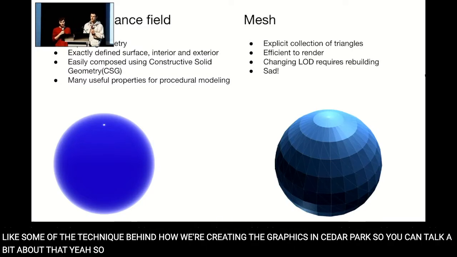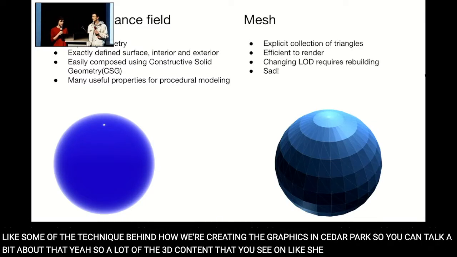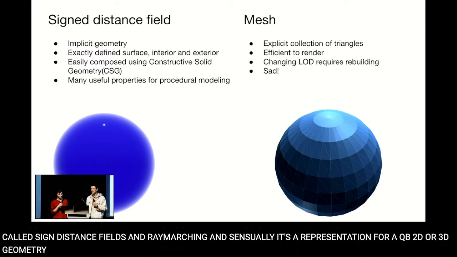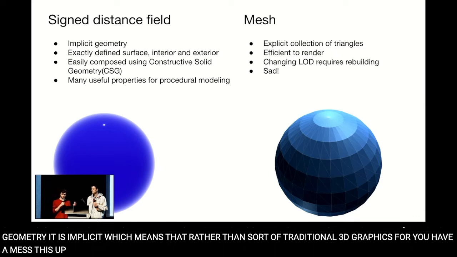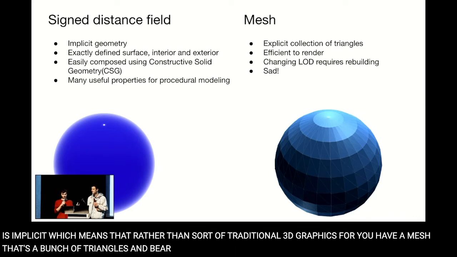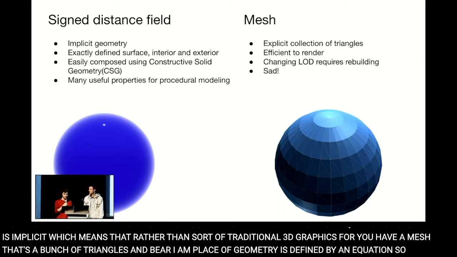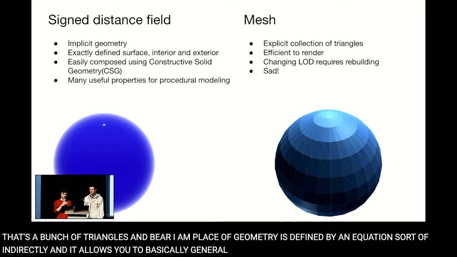Yeah, so a lot of the 3D content that you see on ShaderToy is created with this method called signed distance fields and ray marching, and essentially it's a representation for 2D or 3D geometry that is implicit, which means that rather than traditional 3D graphics where you have a mesh that's a bunch of triangles and vertices with a fixed level of detail, implicit geometry is defined by an equation indirectly, and it allows you to generate as much detail as you want at render time.